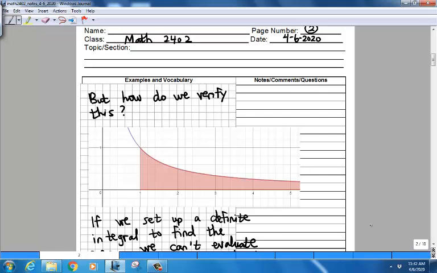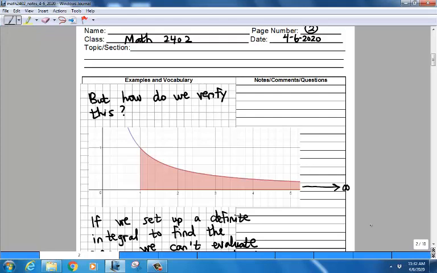Starting at 1 on the x-axis, we want to find what this red area is. We want to calculate this area all the way out to infinity along the x-axis. So we don't have an actual upper bound for this region.